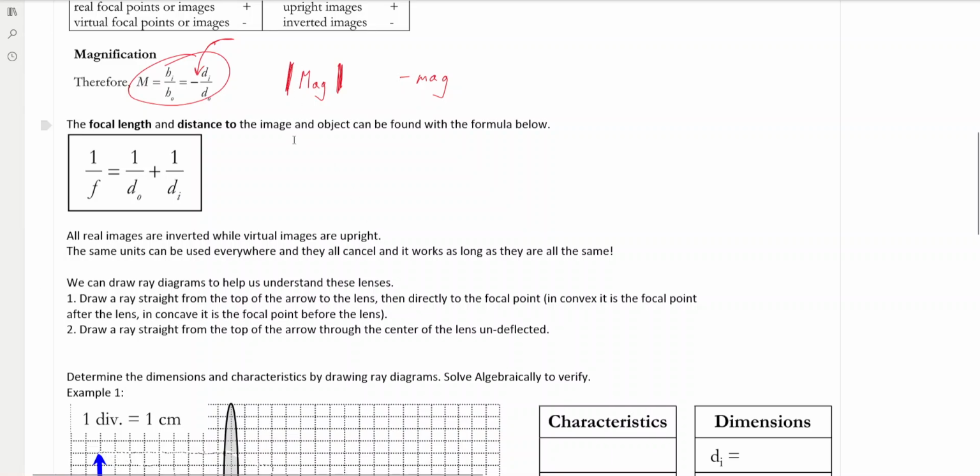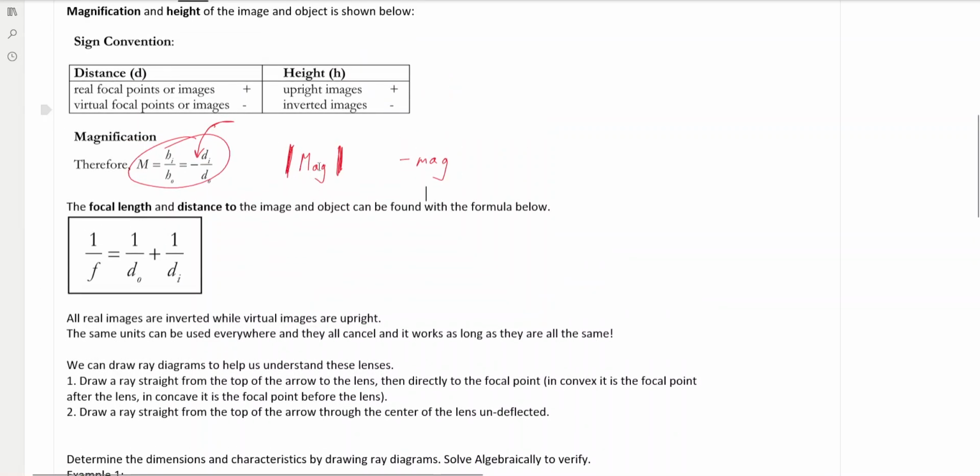If magnification is bigger than 1, that means the image is getting bigger. If it is less than 1, closer to 0, the image is getting smaller.